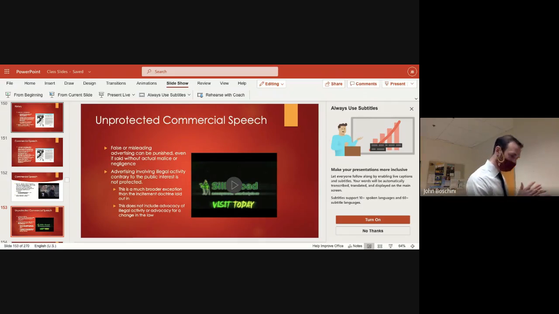Or even if true, if it is advertising involving illegal activity contrary to public interest, it is not protected. Essentially, are you advertising illegal things? Recreational marijuana is illegal in the state of North Carolina. So the only way people can get marijuana is through illegal means. It's for recreational purposes.